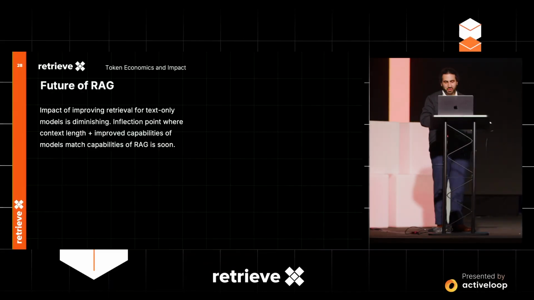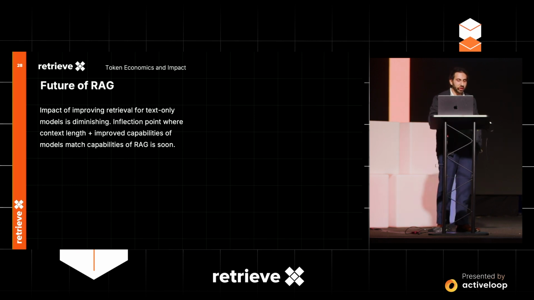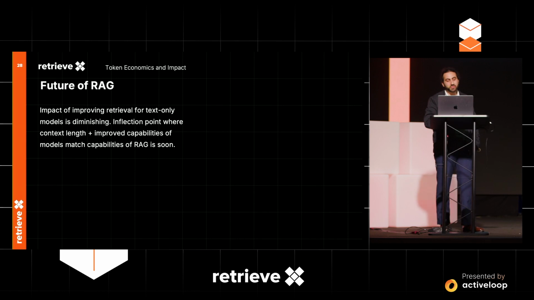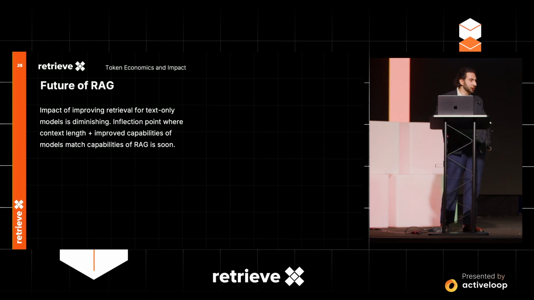And so I'm going to finish off this talk by giving a prediction of the future of RAG. My guess is that the impact of improving retrieval for text-only models is diminishing quite quickly. I think especially once we get to about 100 million context length, there will be an inflection point where, with the very effective use of the full context length, you'll be able to match very fine-tuned RAG very soon. And this is actually a good thing. That means you don't have to spend cycles building out very complex RAG pipelines. You can focus on a much higher level of abstraction.